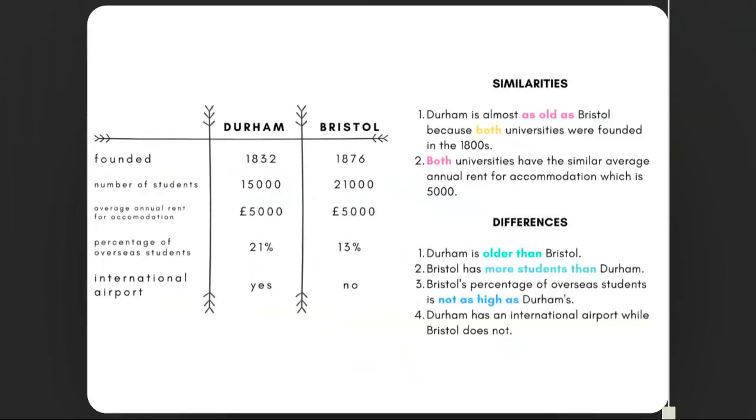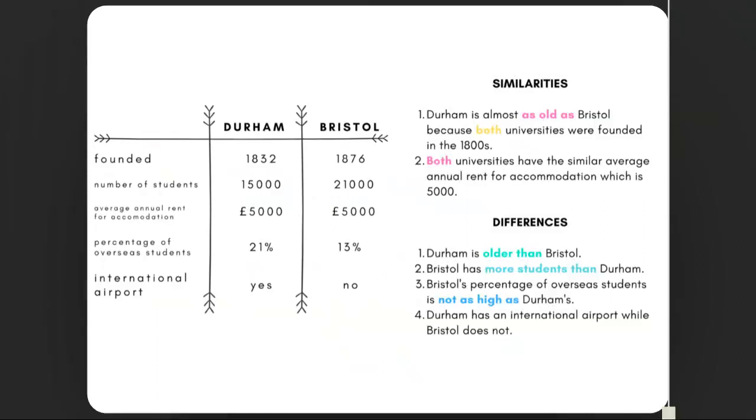Again, as I've mentioned earlier, it would be really helpful if you can include the figure that we're talking about here. In this particular sentence, it's very simple, but it would have been really good if you can say Durham is older than Bristol because Durham was founded in 1832 while Bristol was founded in 1876. But if you cross it out, it still presents you with a very clear difference already. So no problem there.